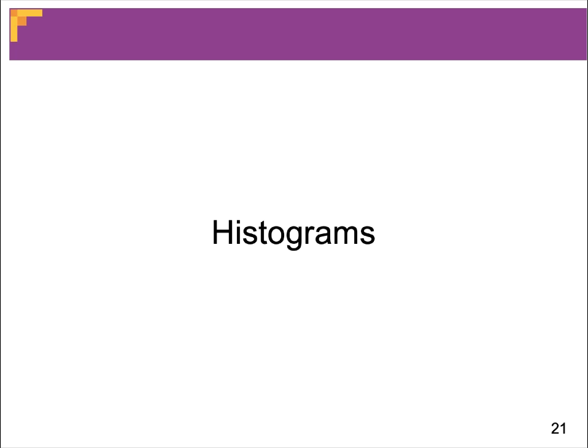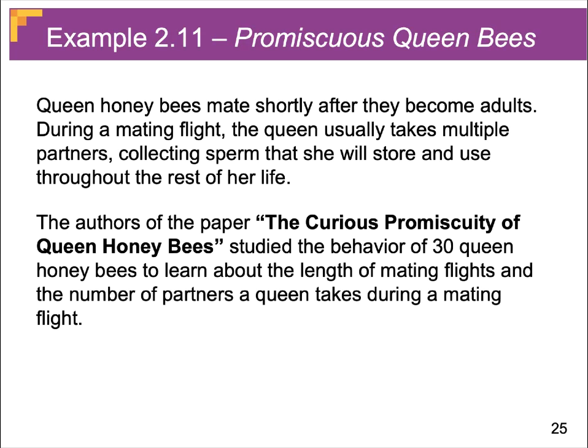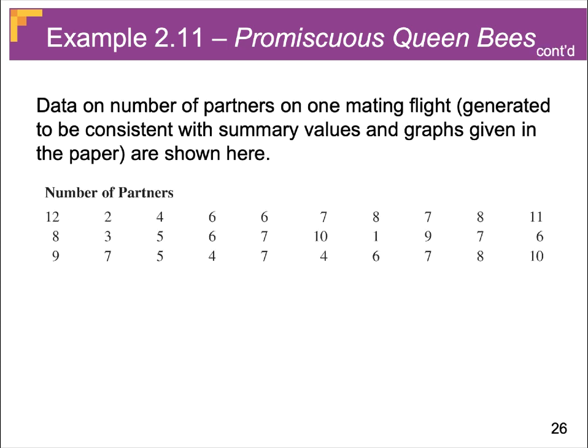And we will look at one of these examples right now. This is looking at the promiscuous queen bees. There was a study done on the behavior of 30 queen honeybees because they wanted to learn about the length of the mating flights and the number of partners a queen takes during the mating flight. Particularly with the environmental challenges with honeybees, we certainly want to know how they reproduce. So they calculated data on one mating flight and calculated the number of partners that the queen bees would have.